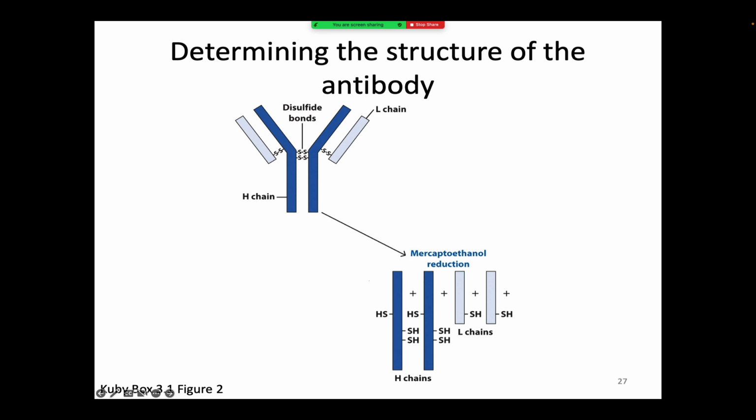And so when they treated the antibody with mercaptoethanol, they found that they actually got 4 proteins, 4 protein chains. And that told them that the antibody is made up of 4 separate protein chains that are held together by disulfide bonds.